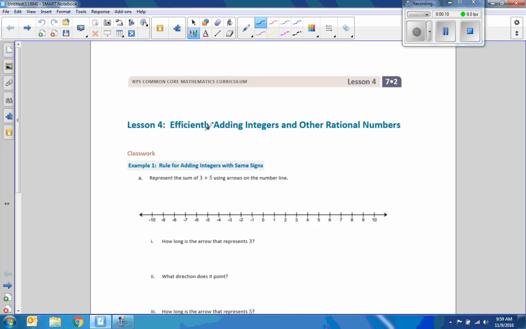Okay, this is lesson 4, efficiently adding integers and other rational numbers. As I said in the prior video, an integer is a number, positive or negative, that's not a decimal or fraction. So there's a couple of examples. Other rational numbers: a rational number, the root word is ratio. So now we're dealing with values in between two whole numbers, or I can't call them whole numbers because over here they're not whole. So these are all integers. And then if I pick a value in between, now we're dealing with fractions. So that's what they mean by other rational numbers.